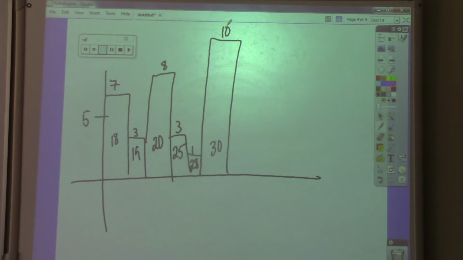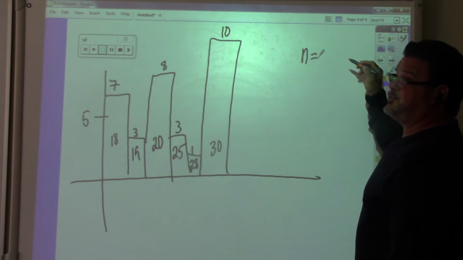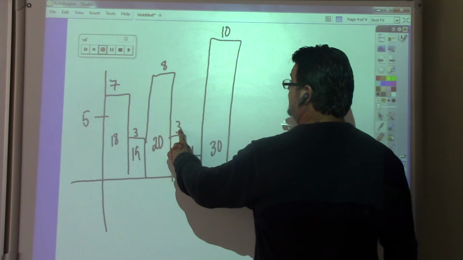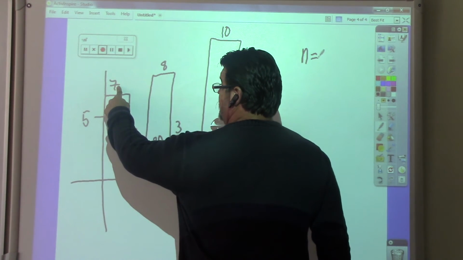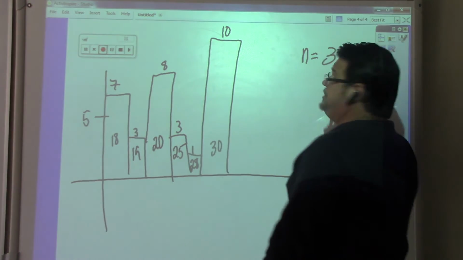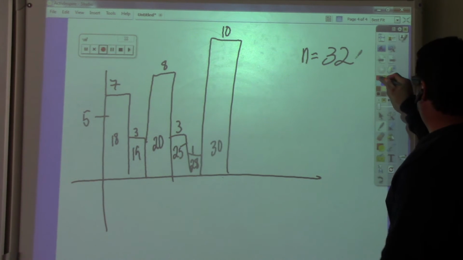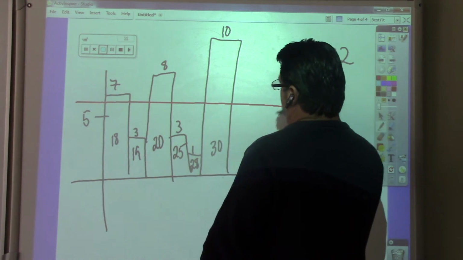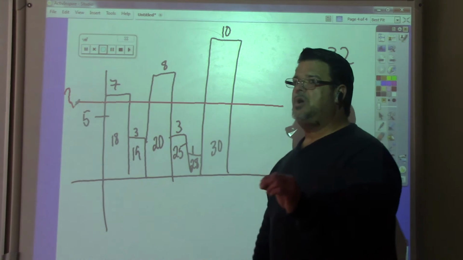So now we've got two things we can find. We can find N. N is always what makes up the classroom. And what is that? 10 plus 1, 11, 14, 22, 25, 32. So 32 is N. But what else can you tell? Well, if we wanted to find the number right here that represents no variation.